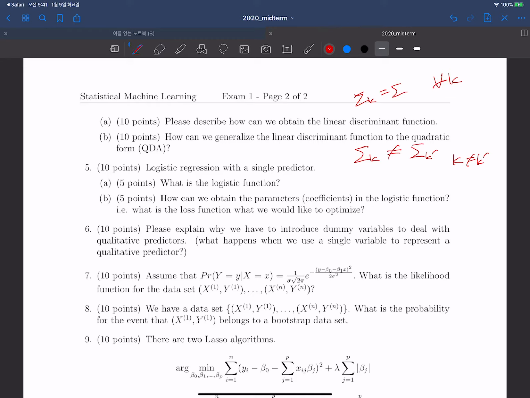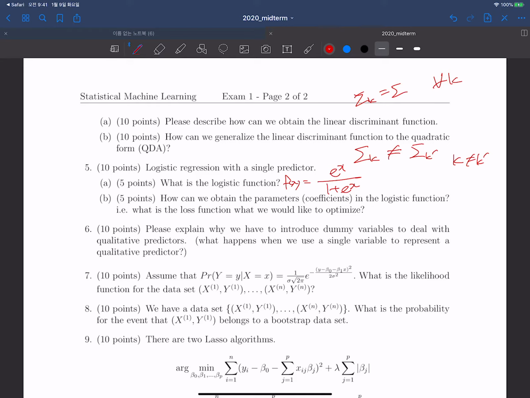The fifth question is about the logistic regression definition. What is the logistic regression? Logistic regression is a very simple classification algorithm using the logistic function, and the logistic function is very simple: exponential x over 1 plus exponential x. The beauty of the logistic function is that the output is always between 0 and 1. When x goes to infinity, this value is equal to 1. When x goes to minus infinity, this value is equal to 0.